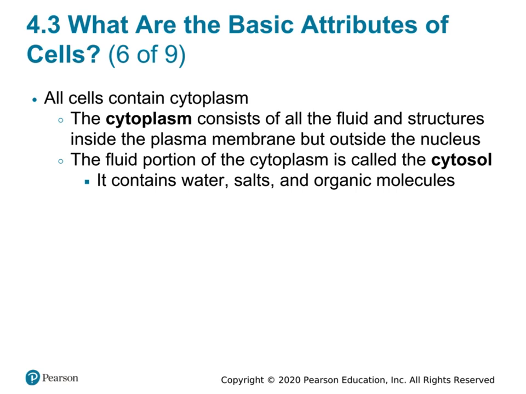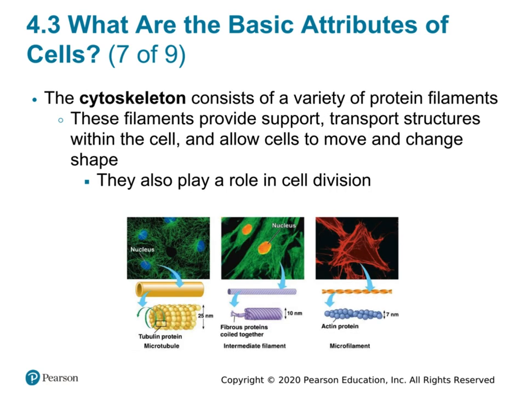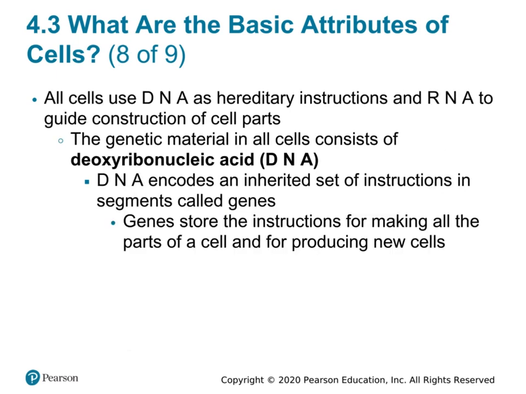The fluid portion of the cytoplasm we've talked about before, that's called cytosol, and you find that in both eukaryotic and prokaryotic cells. Also inside of cells is a cytoskeleton, so a cell skeleton to provide support, transport, and also to allow cells to move and change shape. They also play a role in cell division. The cytoskeletal elements of cells consist of things like microtubules and intermediate filaments and even microfilaments.